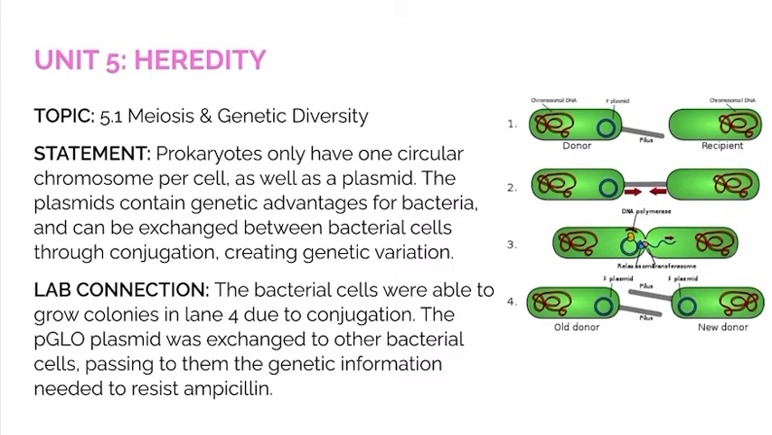This connects with the lab because this conjugation allowed the bacterial cells to grow colonies in lane 4, because the pGLO plasmid was exchanged to other bacterial cells using conjugation.